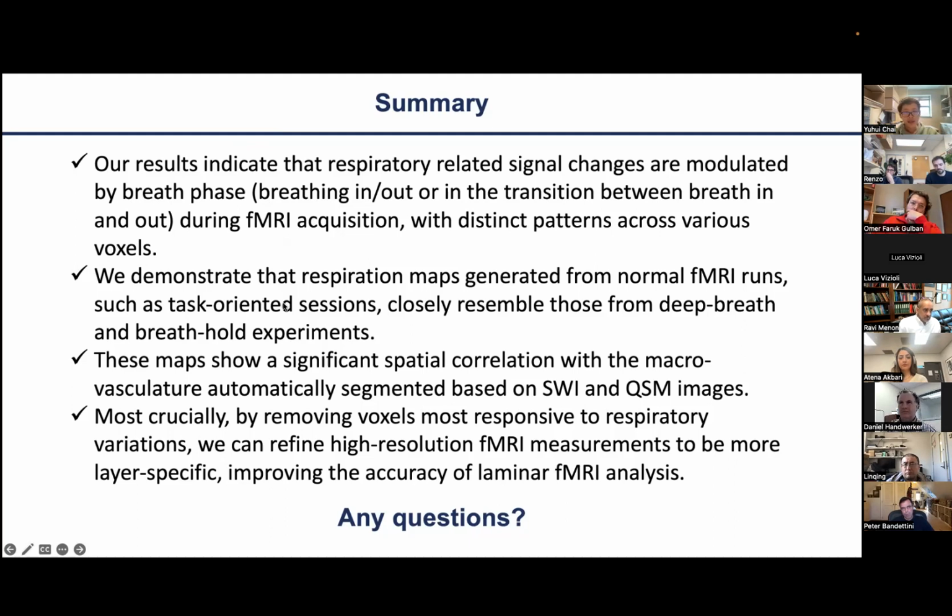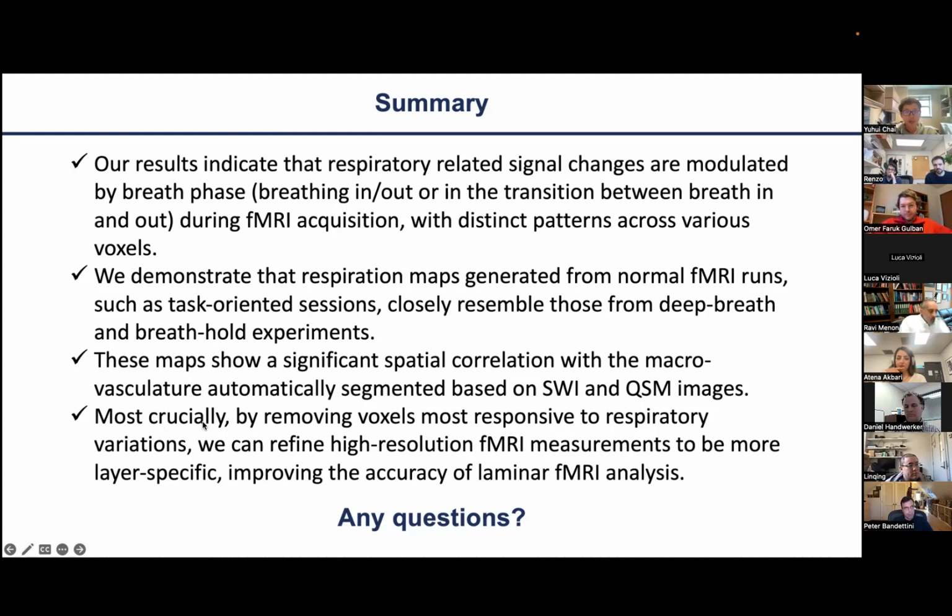And second, we demonstrate that respiration maps from normal fMRI, such as task fMRI, and similarly in resting state, are very similar to those from deep breath and breath hold. So you don't need any additional data to do a deep breath or breath hold experiment. You just look into your normal fMRI data and divide it into two groups. One group with some respiration variation, and you can generate this map. And third, this respiration effect map shows a significant spatial correlation with the vasculature automatically segmented based on SWI and QSM images.